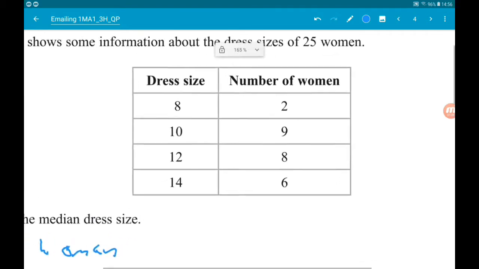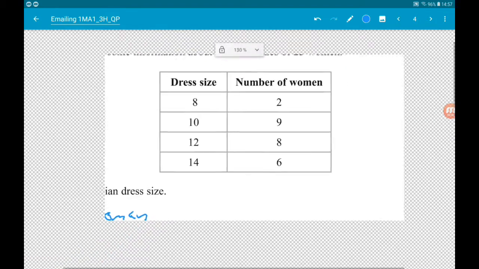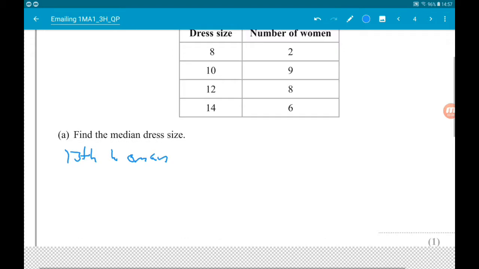Now we go through the frequencies and add them up until we get 13 or above. In the top there's only 2, so the 13th is not in there. Then we add 9, that's 11, still haven't got the 13th. Then we add the 8, that's 19, so the median woman is in there, which means the median dress size is 12.